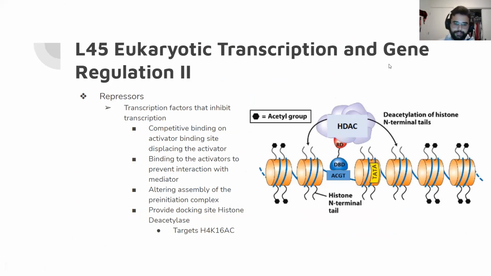We can also have repressors. So these are transcription factors that actually inhibit transcription. There's different ways they can do that. It can act as a competitive binding to the activator binding site, displacing the activator. It can bind to the activator to prevent the interaction with mediators. It can alter the assembly of the pre-initiation complex, and it can provide a docking site for histone deacetylase, right?